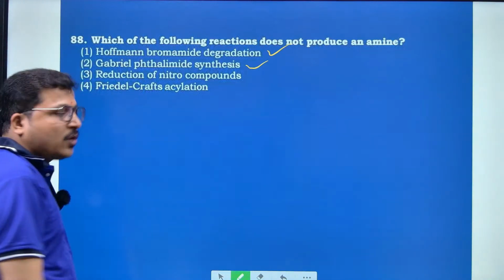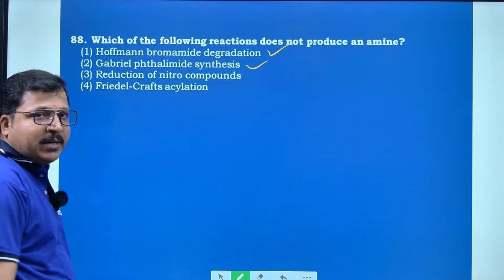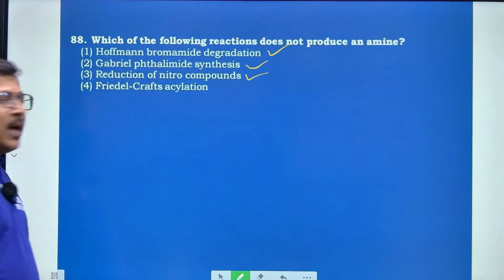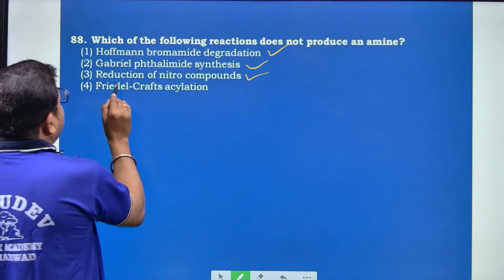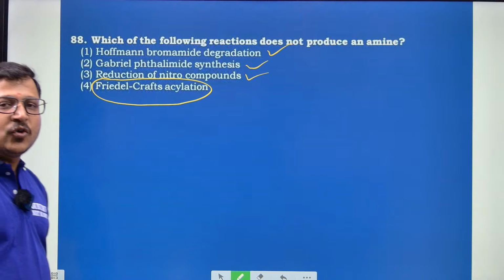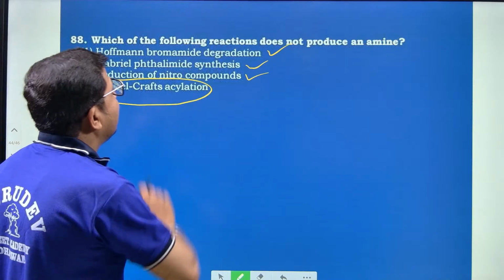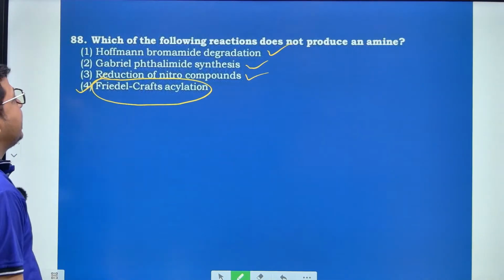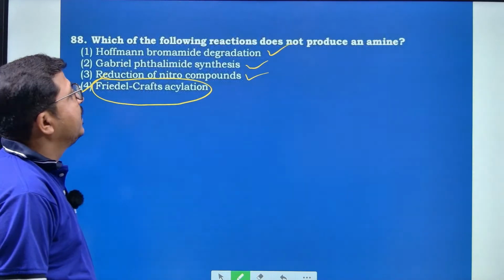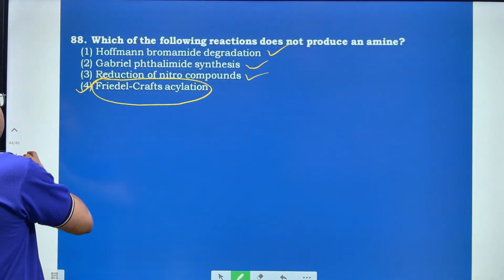Reduction of nitro compounds also gives amines: nitro compounds on reduction with lithium aluminum hydride or sodium borohydride produce amines. But Friedel-Crafts acylation is the electrophilic substitution reaction for aromatic compounds. It does not produce amines. Hence this is the right answer. Friedel-Crafts acylation is the only reaction which does not produce amines. The rest of them do.